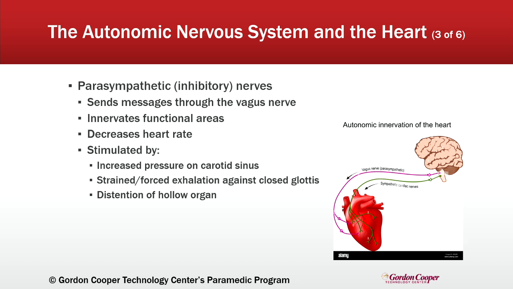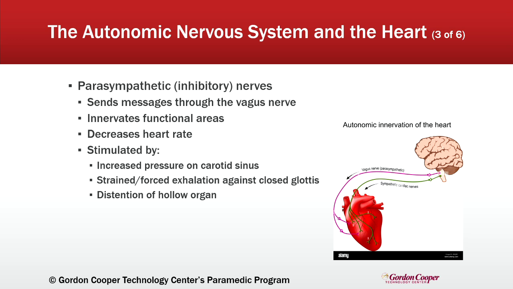Now let's shift our focus to the parasympathetic nervous system, and that acts as the heart's natural brake. So it plays a crucial role in slowing things down and promoting relaxation also. So the parasympathetic or inhibitory nerve fibers primarily supply the AV node, the atrial muscle, and the AV junction of the heart through the vagus nerve. So think of the vagus nerve as a calming signal. It helps keep our heart rate in check. Now the vagus nerve innervates important functional areas of the heart, and its primary role is to decrease the heart rate. So picture it as gently pressing the brakes on your heart, allowing it to slow down and recover.